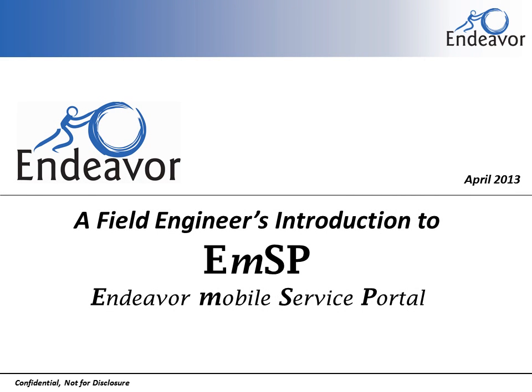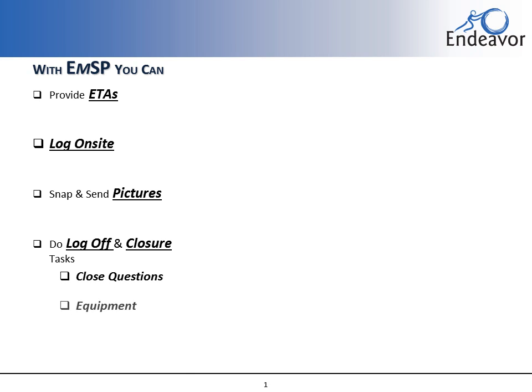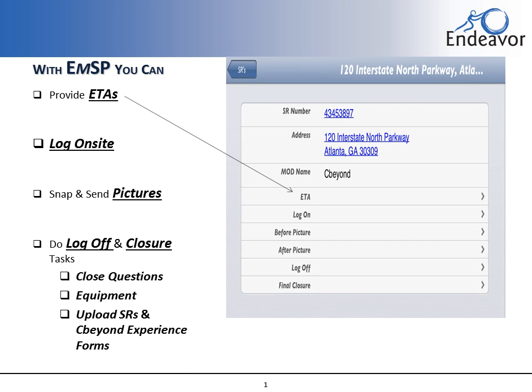And welcome to an introduction to EmSP, Endeavor Mobile Service Portal. With EmSP, you can provide ETAs, log on site, take and submit pictures. You can perform log off and closure tasks such as answering closure questions, adjusting your truck stock, and even taking pictures of your signed SR and CBON experience form and submitting them as well.